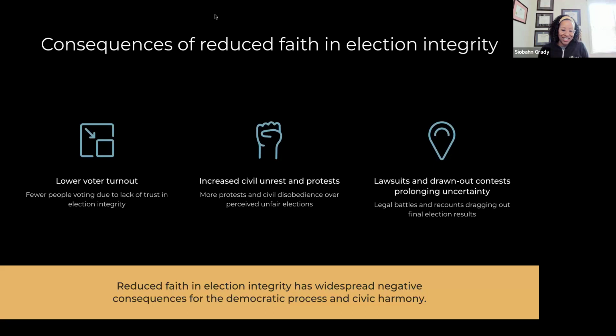Anything to add there, Professor Dawson? No, I think you hit the nail on the head, right? There are consequences, and if we don't take specific measures, the problems that we're currently experiencing in our country are only going to get worse. They're only going to get worse.